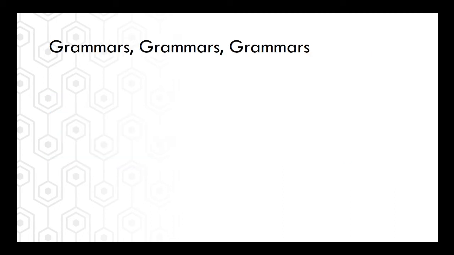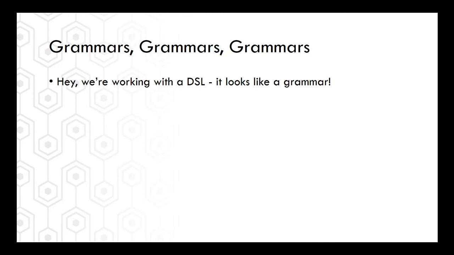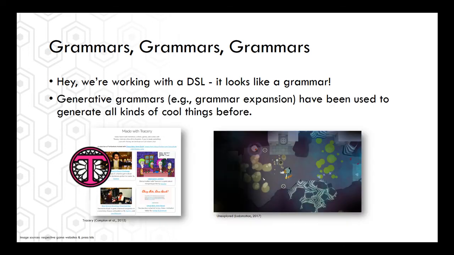For our purposes, we've settled on using grammars. We're working with a domain-specific language. It's a language. Languages are made up of grammars. It looks like a grammar. As it turns out, for procedural content generation, generative grammars and grammar expansion have been used to generate all kinds of cool stuff in the past: interesting Twitter bots and interactive art pieces with Tracery, the dungeons in Unexplored. These are both really good examples of how grammars have been used to generate all kinds of cool things, and I recommend you check both of these out.